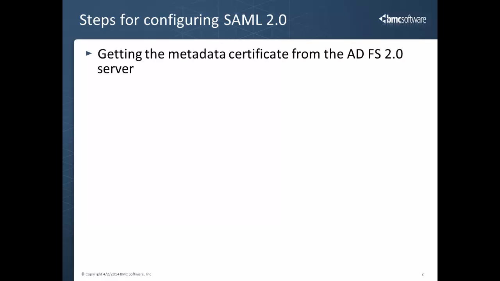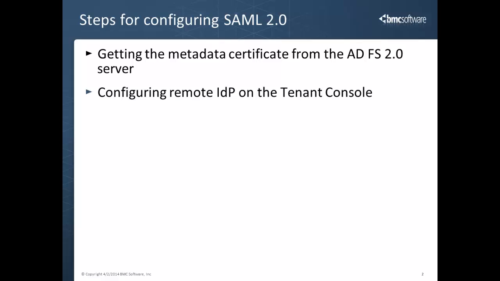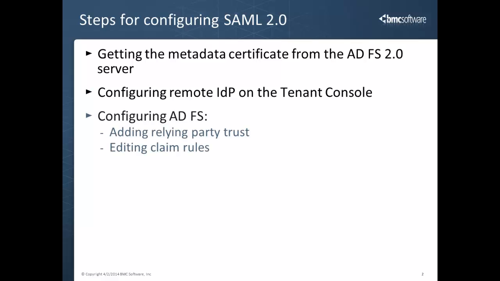First, you must get the metadata certificate from the ADFS server. Next, configure the remote IDP using the BMC Atrium SSO tenant console. Ensure that BMC Remedy administrators have provided you the tenant console URL and the necessary login credentials. Then, configure your ADFS server. Finally, verify the configuration.